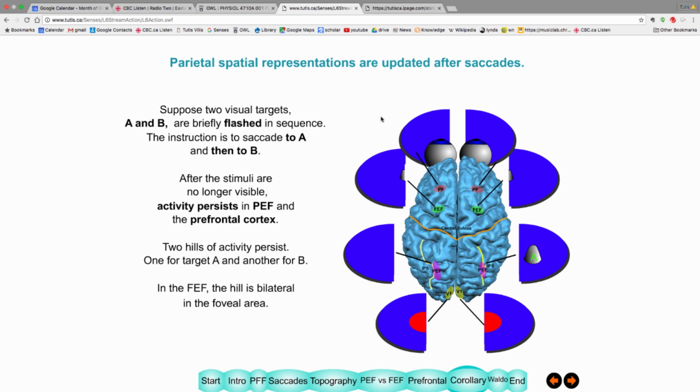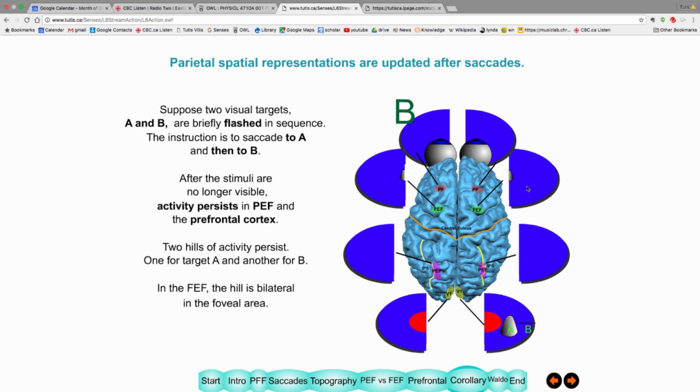A and then B. Okay? So then two hills of activity go away. They appear here in the visual cortex, but disappear. But then these two hills appear for a more prolonged time in your parietal eye field and your prefrontal lobe.